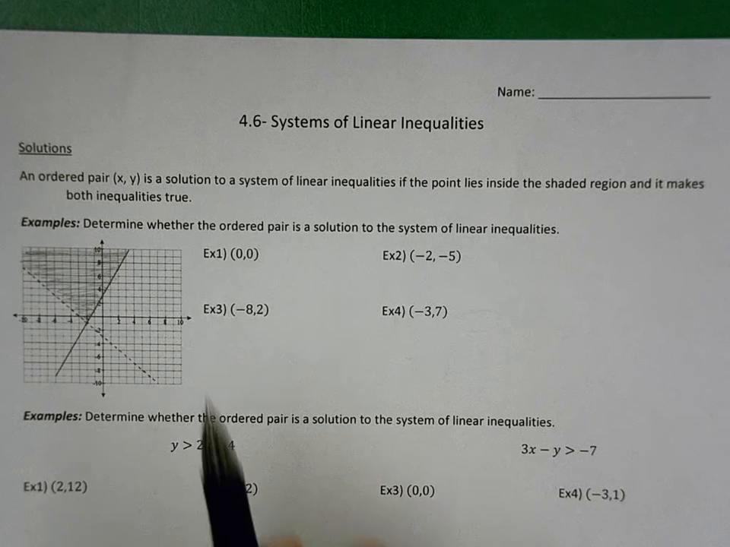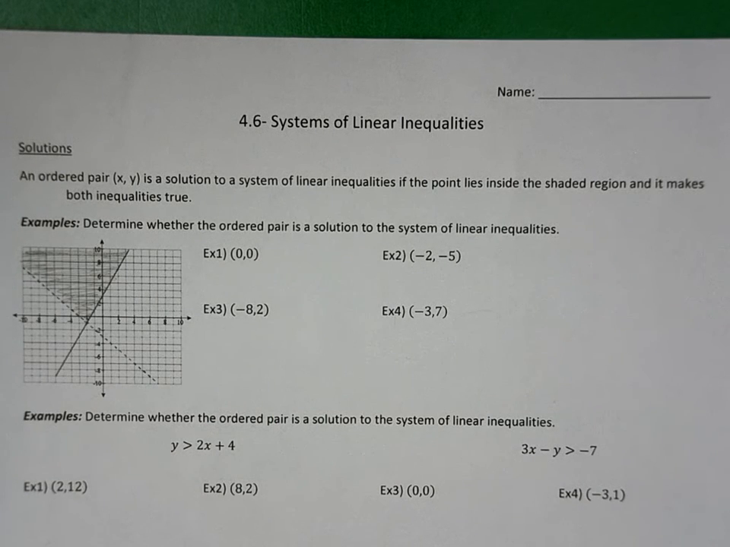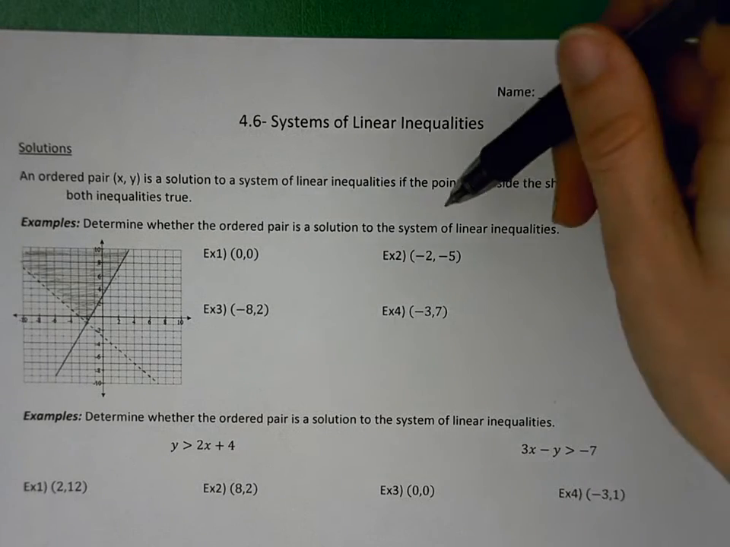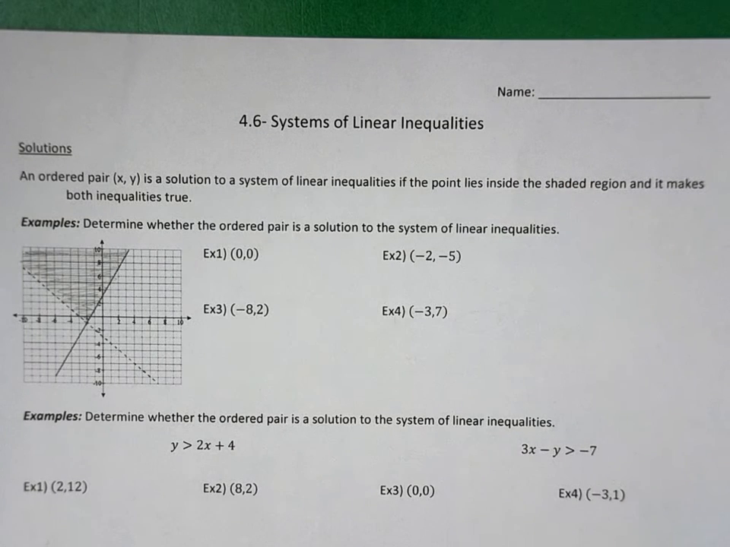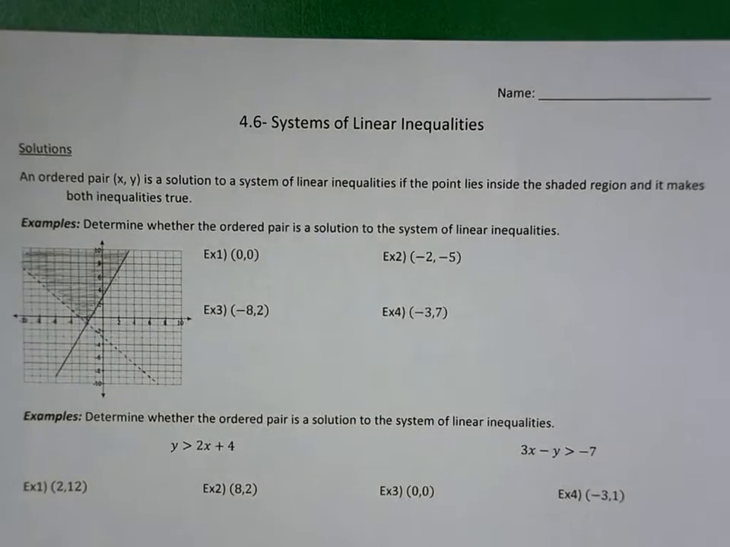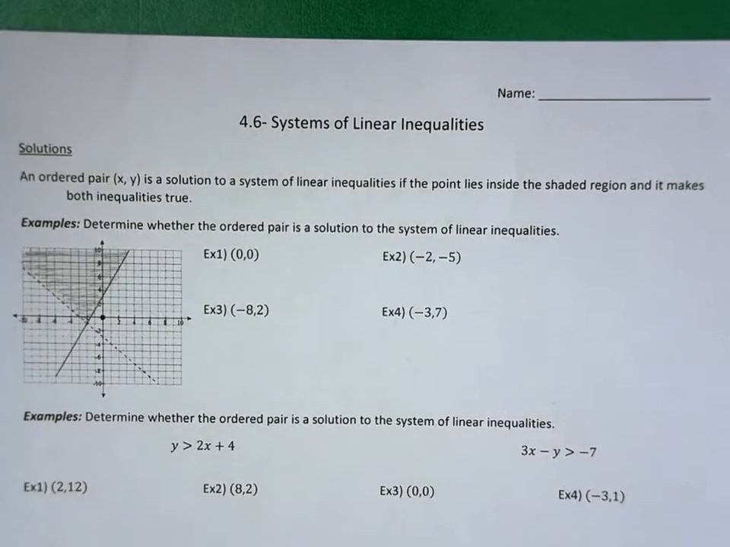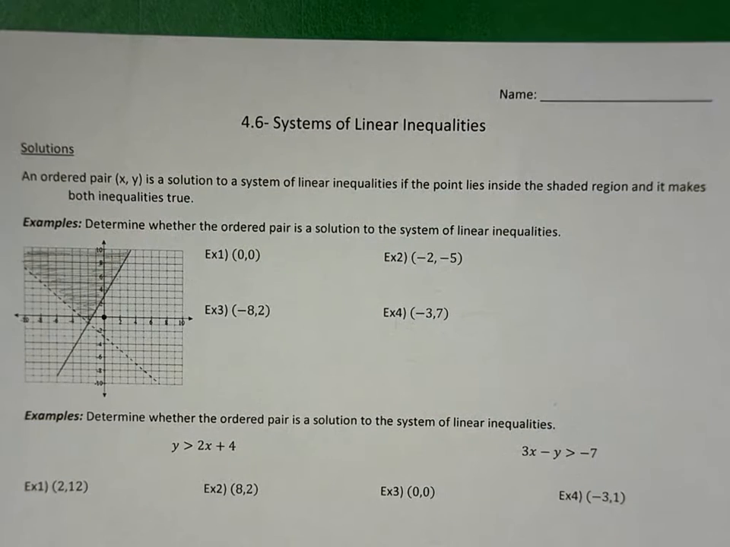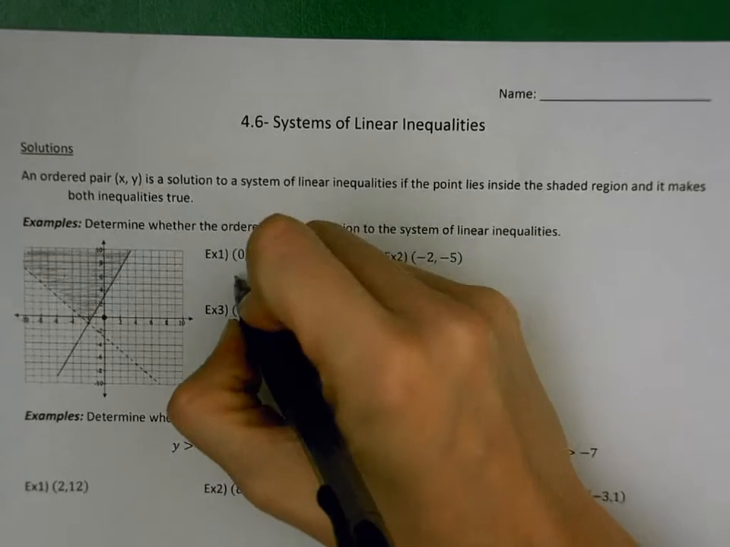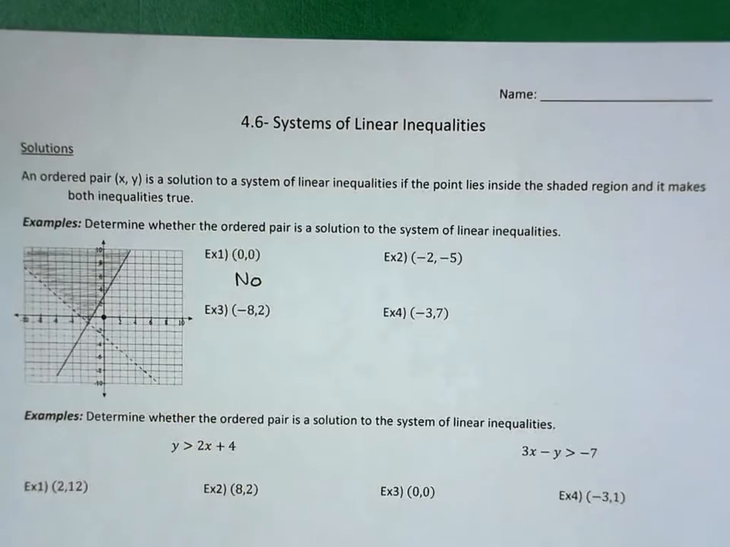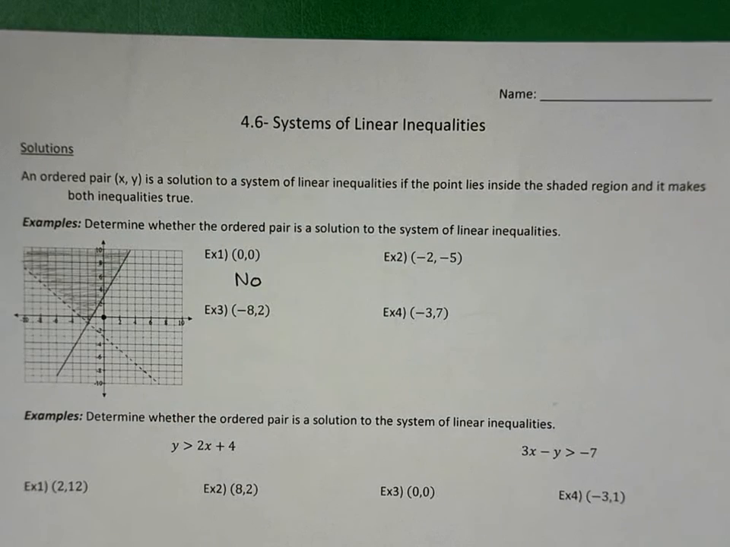First one. We are asked to determine whether the ordered pair is a solution to the system of linear inequalities. We're given a graph, and so we're going to be using this first idea. The point has to lie inside the shaded region. And so for example 1 here, I'm asked, is 0, 0 a solution? Well, 0, 0 sits right there. Okay, it's not inside my solution area, inside my shaded region, and so this is not a solution to my system. Okay. And that's literally it.